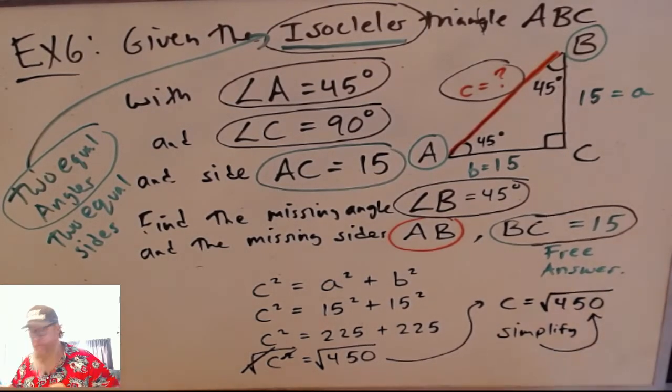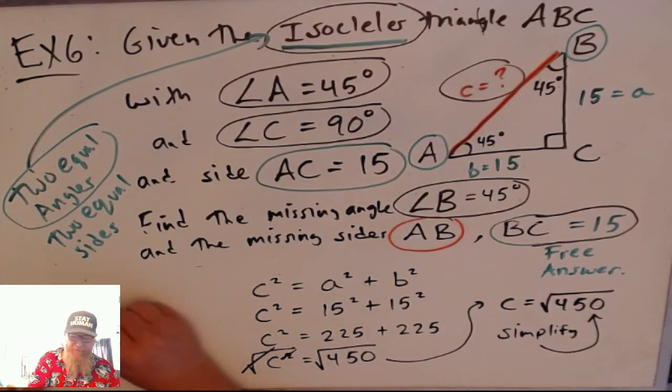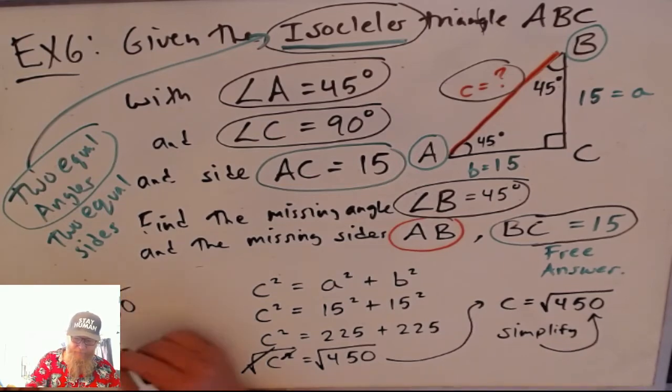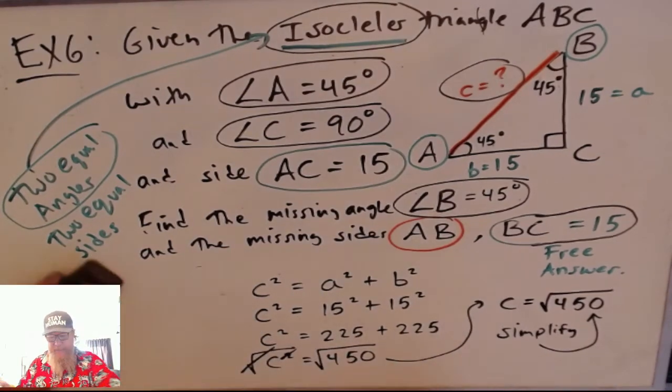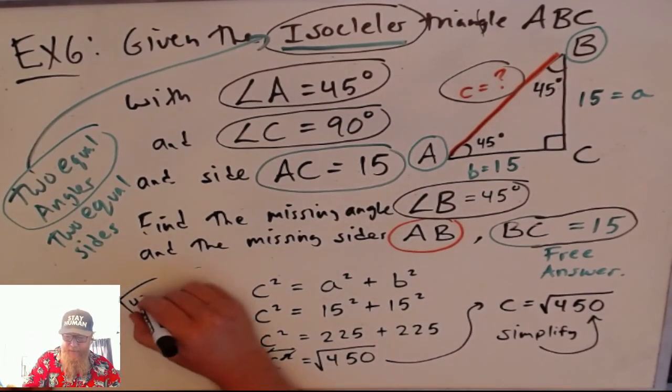So let's see, 450. Is it divisible by 4? I don't think so. Yeah? Oh, you can't see that. I'm trying to be classical about it.